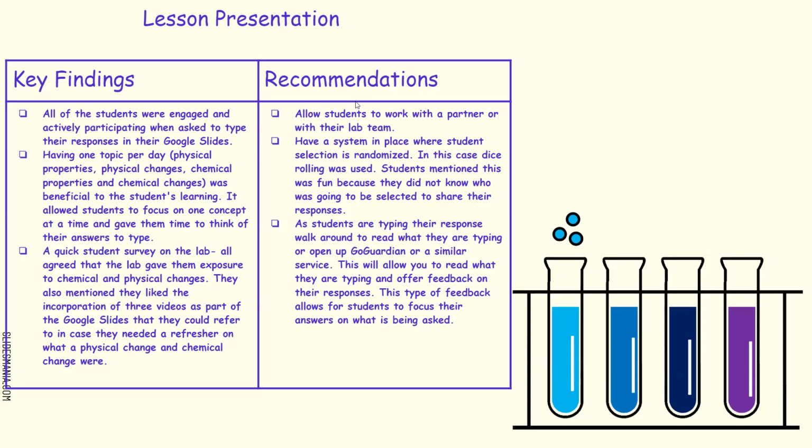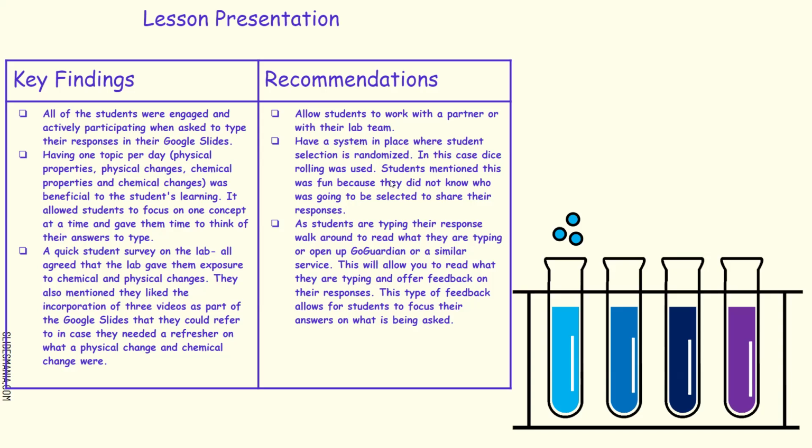The recommendations that I have: first, allow the students to work with a partner or with their lab team. It's okay to allow the students to work as a team as long as they are completing meaningful work. Second, have a system in place where student selection is randomized. In this case, I was rolling a dice, and the students mentioned that this was fun because they did not know who was going to be selected to share their responses.